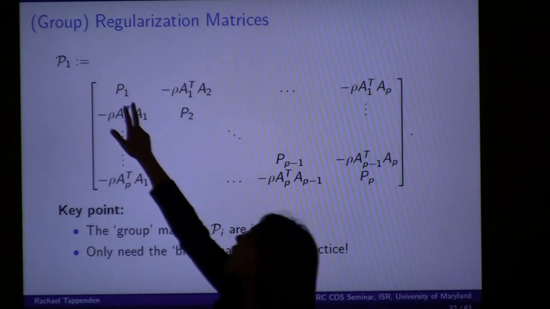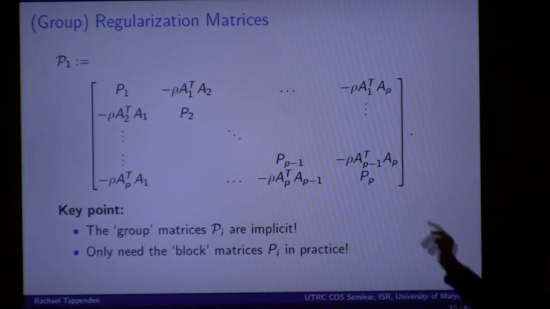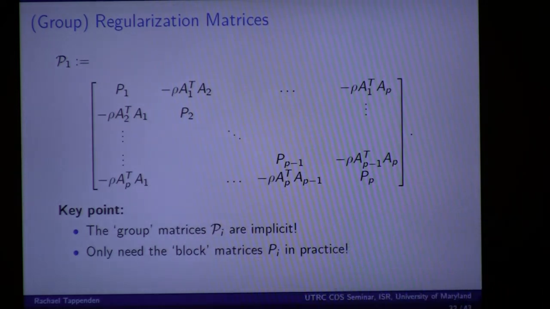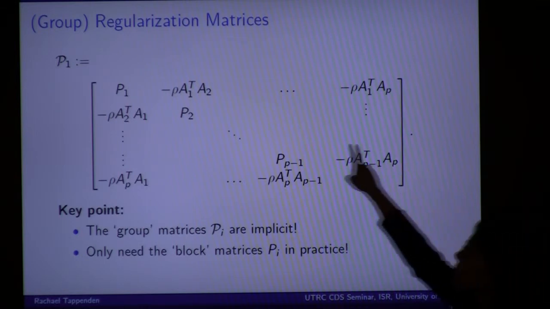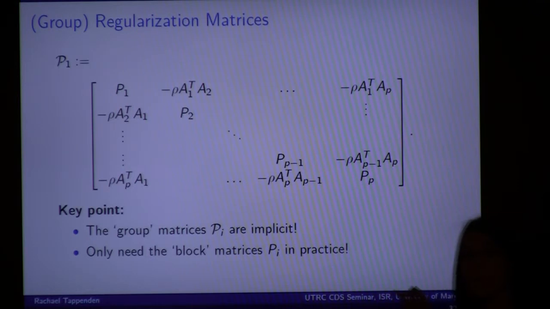On the diagonal, I've got some matrices P1 to P whatever, the size of my group. And on the off diagonal, I've got these negative rho times my cross terms. And so long as I use this type of structure for my regularization matrix, I'm going to actually cancel all the cross terms in my augmented Lagrangian for my group. I'm going to be able to update everything in blocks.